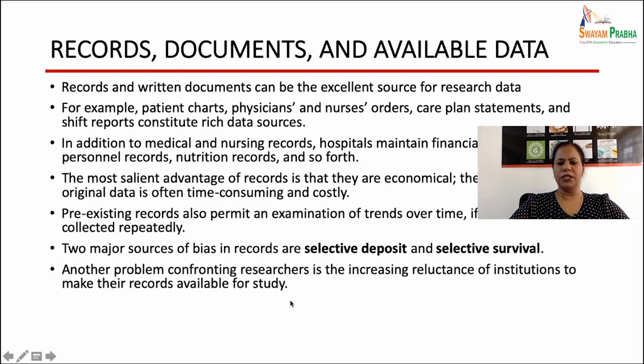Another problem confronting the researcher is the increasing reluctance of institutes to make the records available for study. It is very difficult to get records from institutions because usually they are not happy to provide them. So it becomes very difficult to get the administrative approval and permission to get the records for a research study.